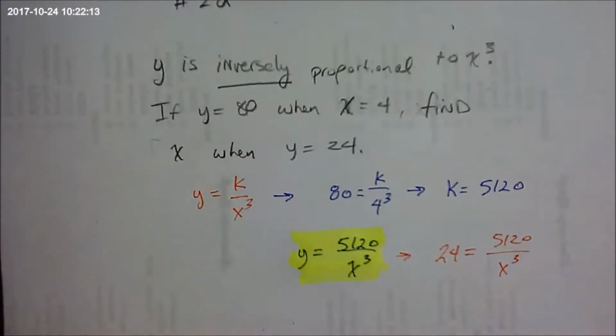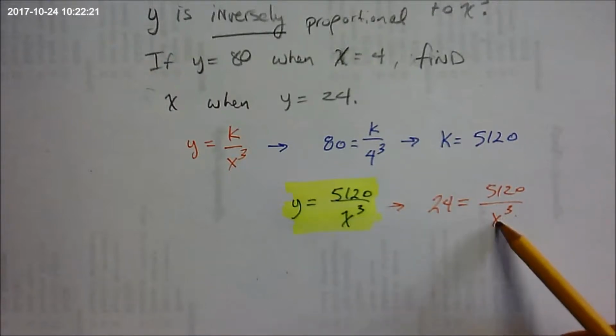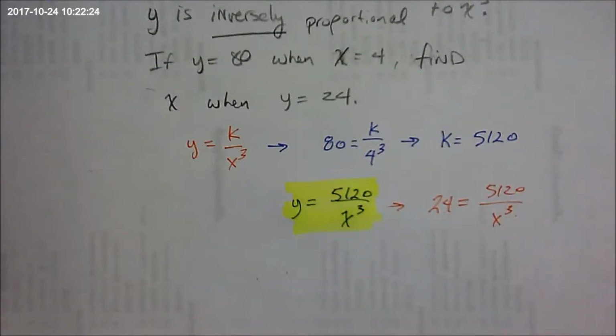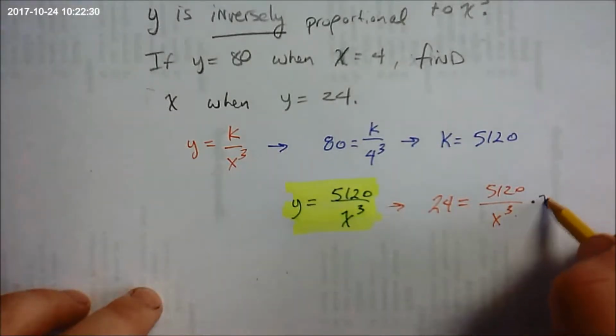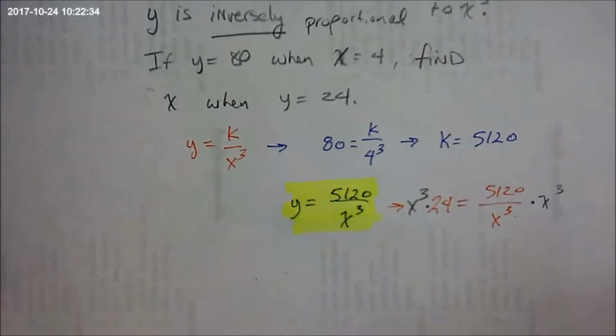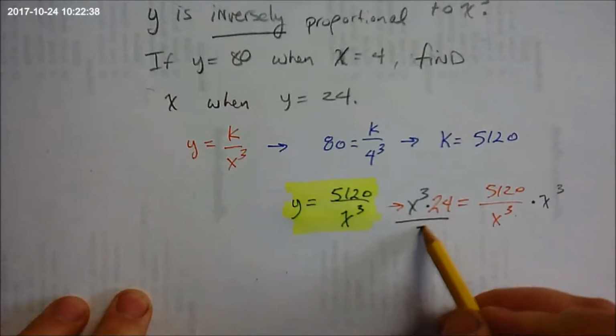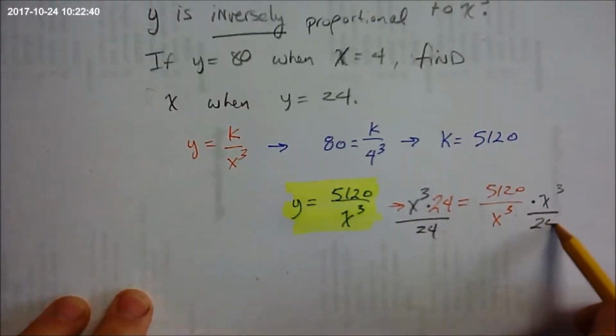Now to figure out what x is, we have to solve for x. Yes, Anna? And Anna, it's tricky for two reasons. Number one, it's cubed. Number two, it's in the denominator. How do we get it out of the denominator? Multiply both sides by x cubed, right? At the same time, can we also divide both sides by 24? Because we got to get rid of that 24, right? So I'm going to just go ahead and do that all at once.